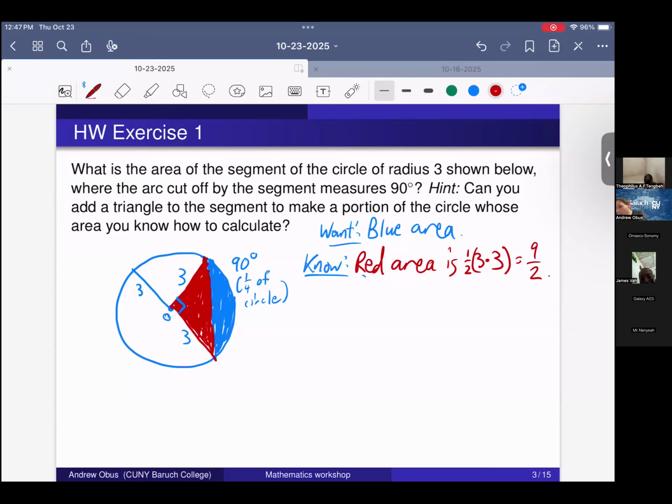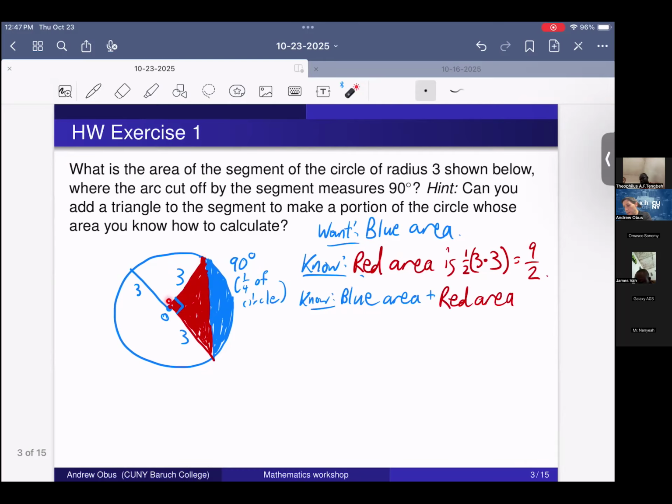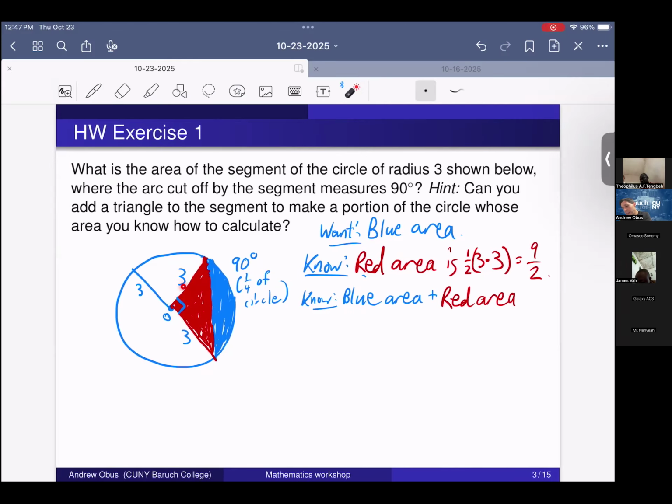So now what else do we know? We know that the blue area plus the red area, well, what do we know about the blue area plus the red area? If we look at this, this is 90 degrees. That's a quarter of the circle, right? So whatever this combined red and blue area is, it's 1/4 of the area of the circle. And this is a circle of radius 3, right? So the red plus blue area equals 1/4 times the area of the circle.